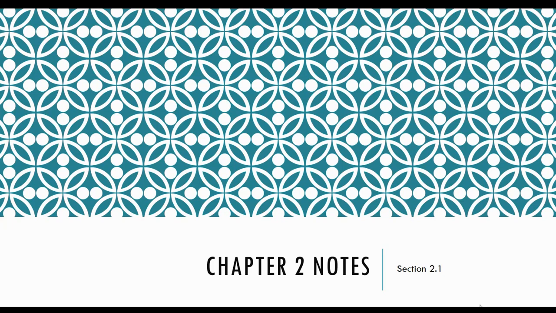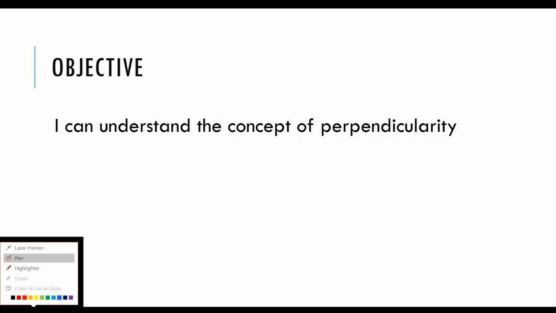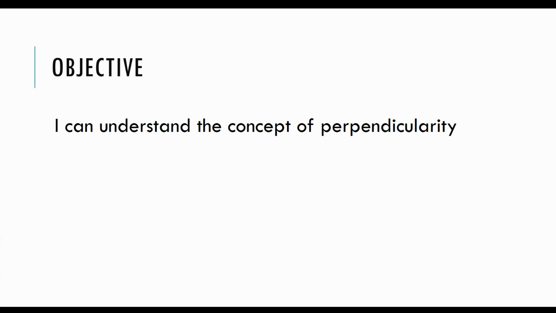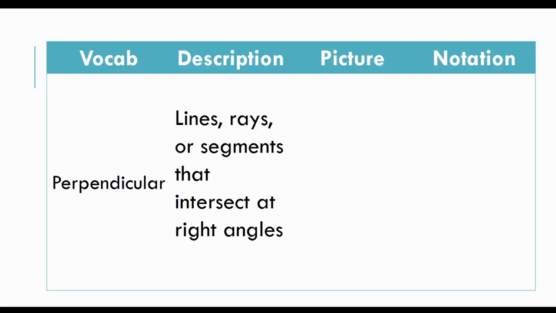Today we're going to get started with Chapter 2, specifically with Section 2.1. In Section 2.1, we are going to understand the concept of perpendicularity. So let's talk about what it means to be perpendicular. Perpendicular means that we have lines, rays, or segments that intersect at right angles.